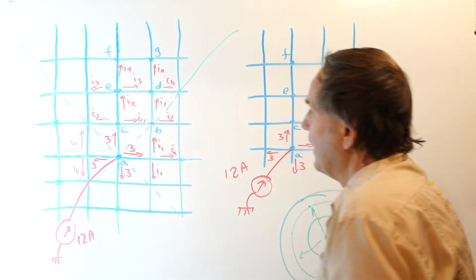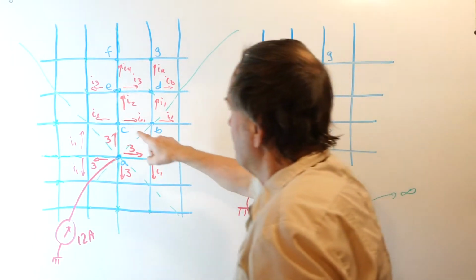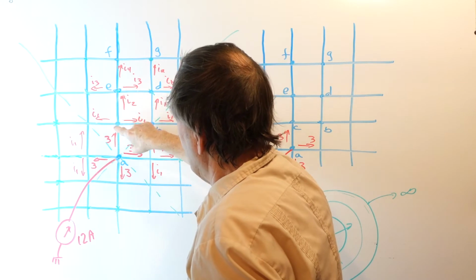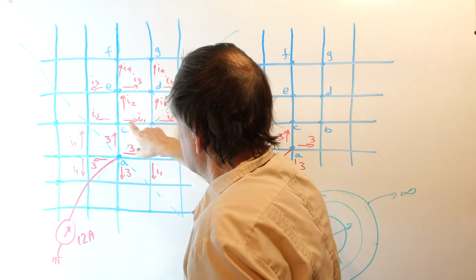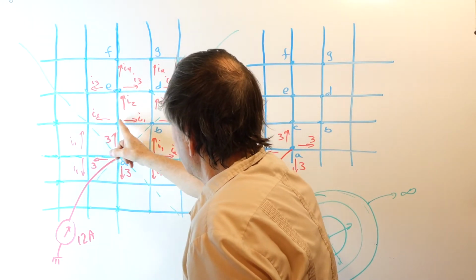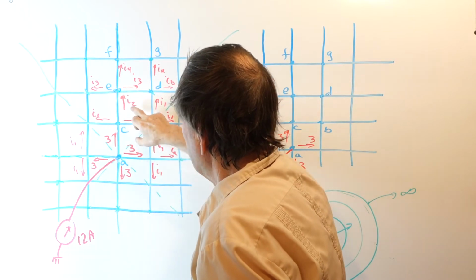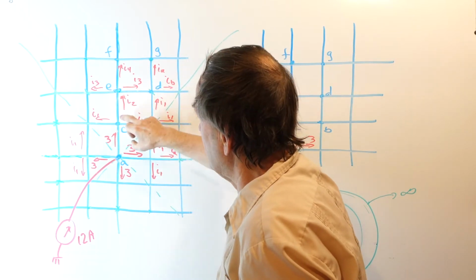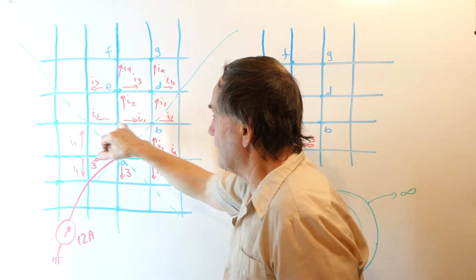Now many people have been trying to invoke symmetry at this point, which is fine. Because of symmetry, we have the currents flowing left and right being the same, but we have no guarantee that this current flowing upward is the same value.